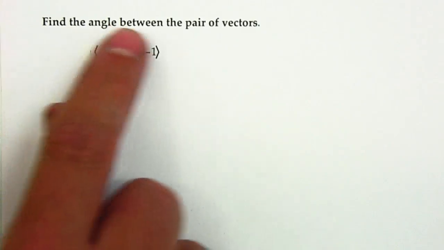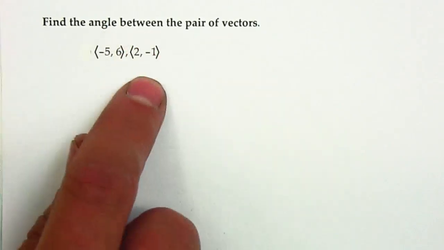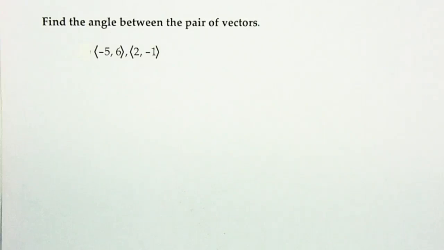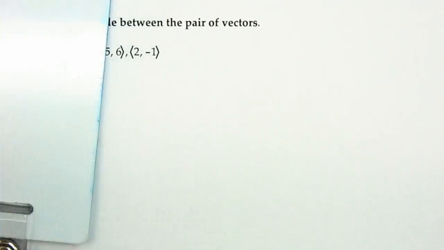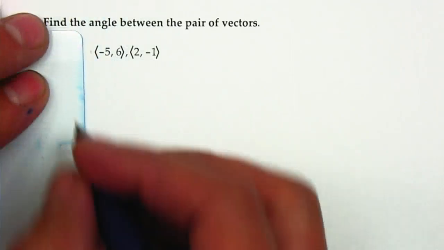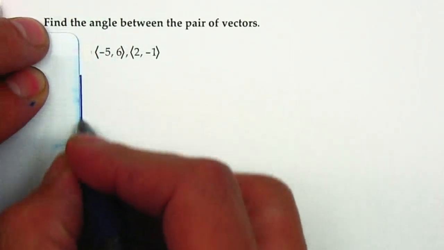Find the angle between the pair of vectors. They give you two vectors and they want you to find the angle between them. So basically, if you were going to graph it, we can just make a small graph here.